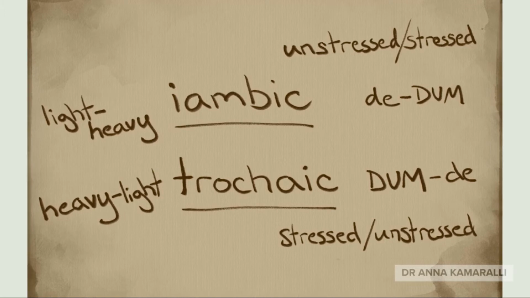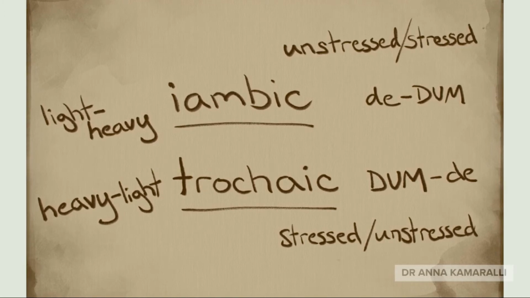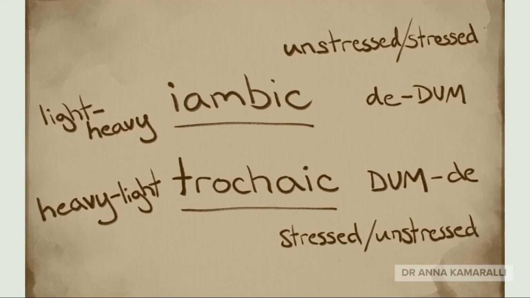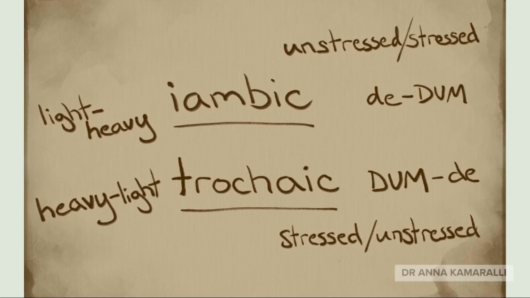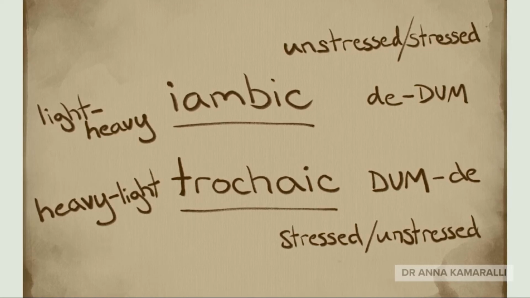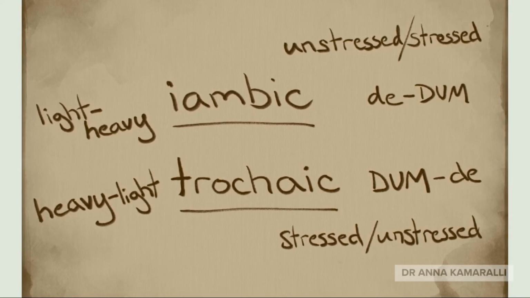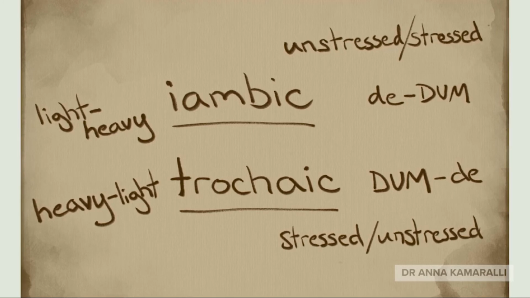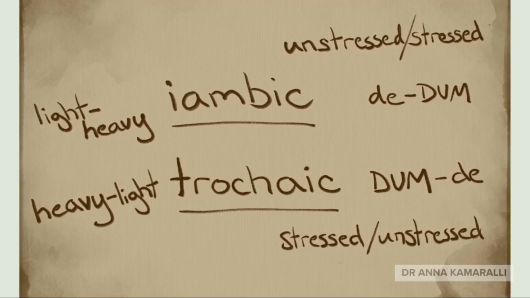So the iambic, which is the most common by far, goes light, heavy, dee-dum, dee-dum, dee-dum. Unstressed followed by stressed. The trochaic is simply the reverse of that. You get a heavy beat and then a light one. So it's dum, dee, dum, dee, dum, dee, dum.